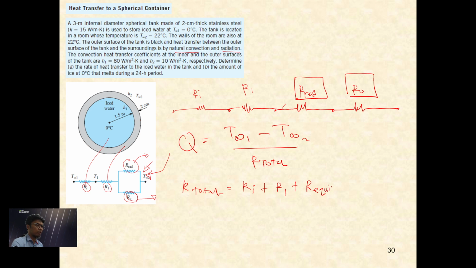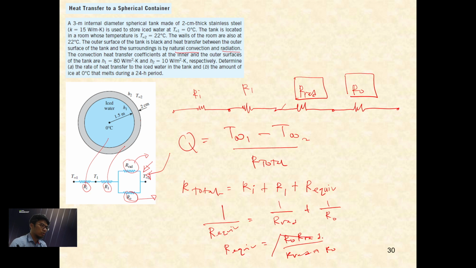R equivalent is like a parallel resistance, so you have to solve it by 1 divided by R equivalent equals 1 over R rad plus 1 over Ro. If you work it out, it equals Ro over R rad plus R rad Ro, right? Then this whole lot must be replaced in this, and then you can get the answer. And that is for A.